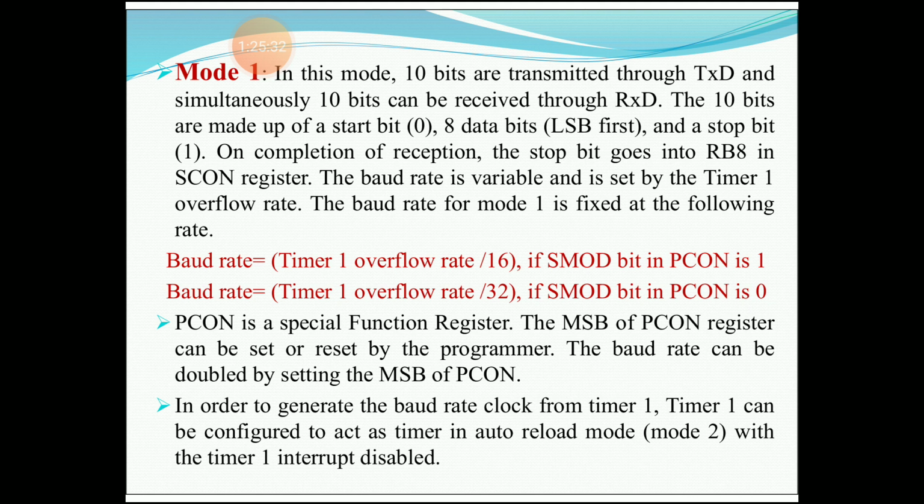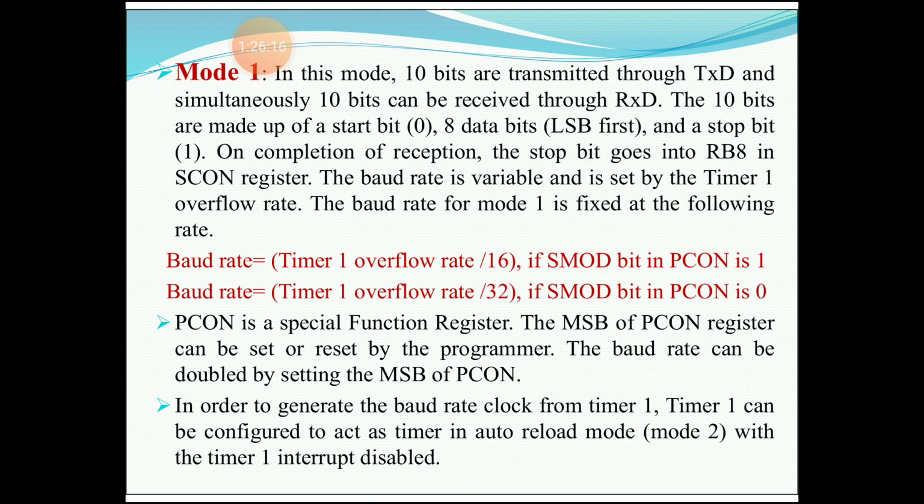The baud rate for mode 1 is given as follows: baud rate equals timer 1 overflow rate by 16. This expression is valid when the SMOD bit in the PCON register is 1, that is, the double baud rate. Next, baud rate equals timer 1 overflow rate by 32. This expression is valid if the SMOD bit in the PCON register is 0. Here PCON is a special function register, the power control register. The MSB of the PCON register can be set or reset by the programmer. The baud rate can be doubled by setting the MSB of PCON.